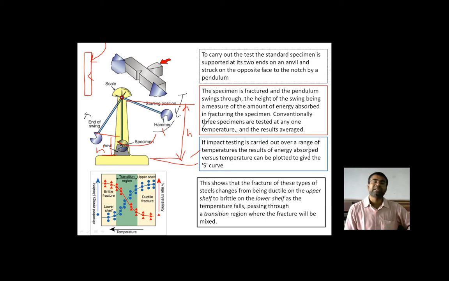So conventionally, three specimens are tested at any one temperature and the result is averaged. If impact testing is carried out over a range of temperatures, the result of energy absorbed versus temperature can be plotted to give the S curve, the curve that we talked about. This shows that the fracture of these types of steels changes from ductile on the upper shelf to brittle on the lower shelf as the temperature falls, passing through the transition region where the fracture will be mixed.